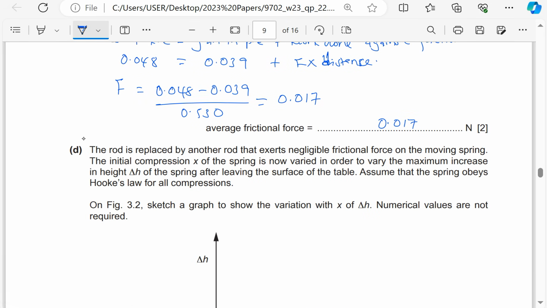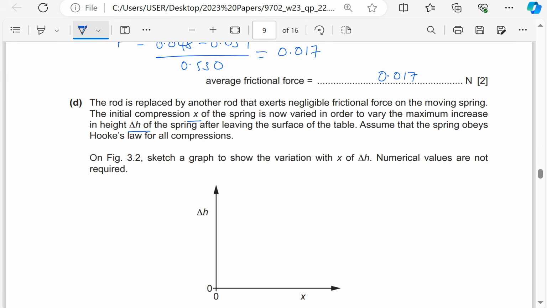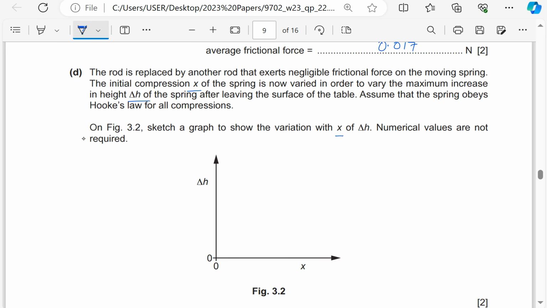The rod is replaced by another rod that exerts negligible frictional force on the moving spring. The initial compression x of the spring is now varied in order to vary the maximum increase in height delta h of the spring after leaving the surface of the table. Assume that the spring obeys Hooke's law for all compressions. On the figure, sketch a graph to show the variation of x with delta h. Numerical values are not required.